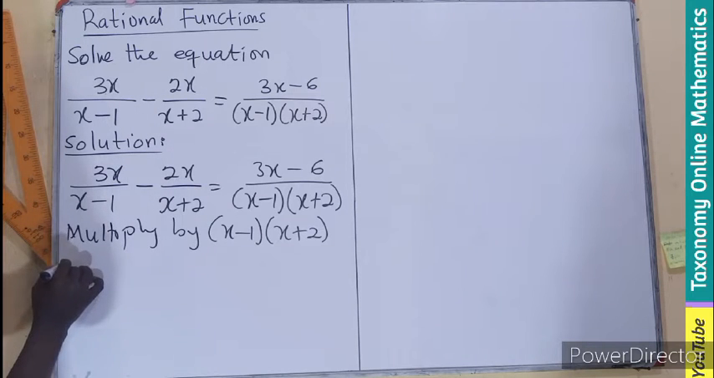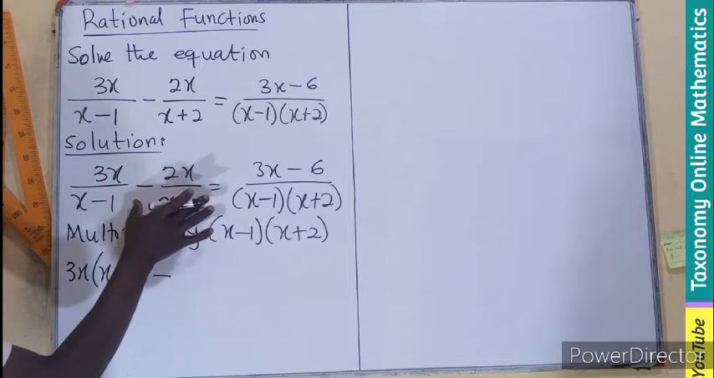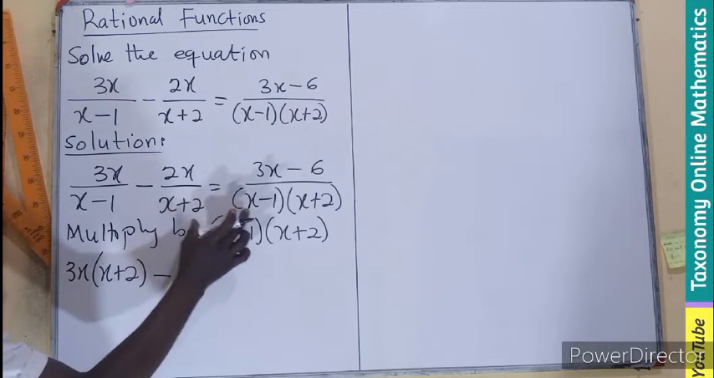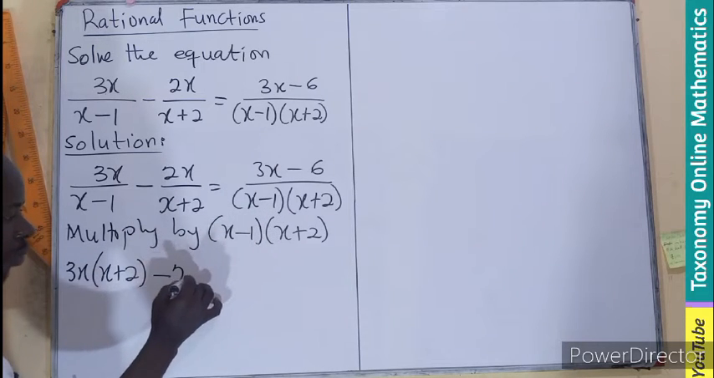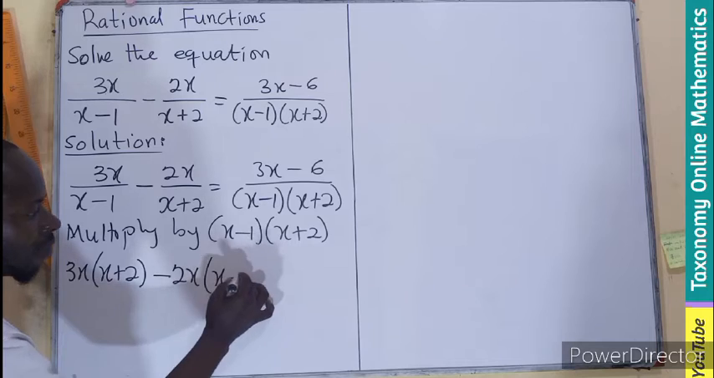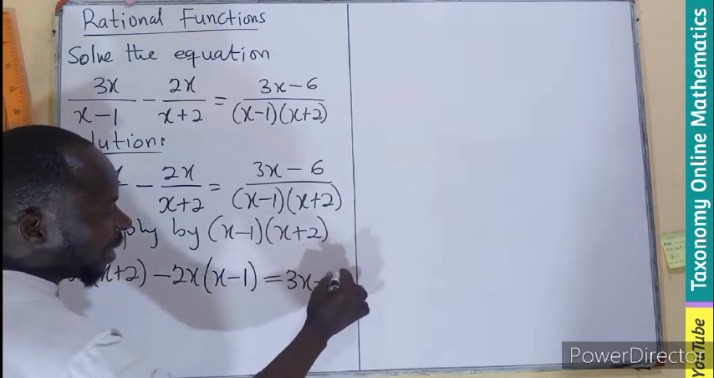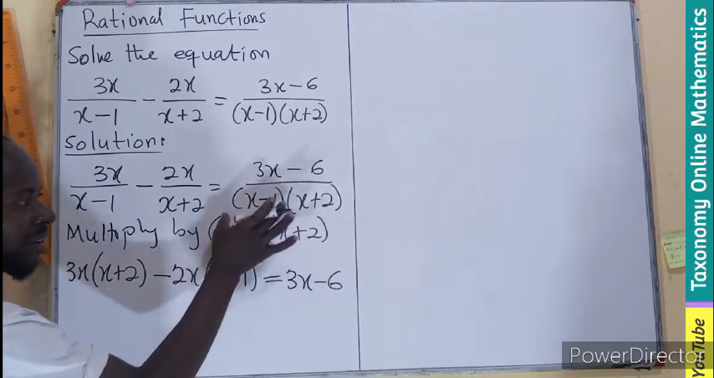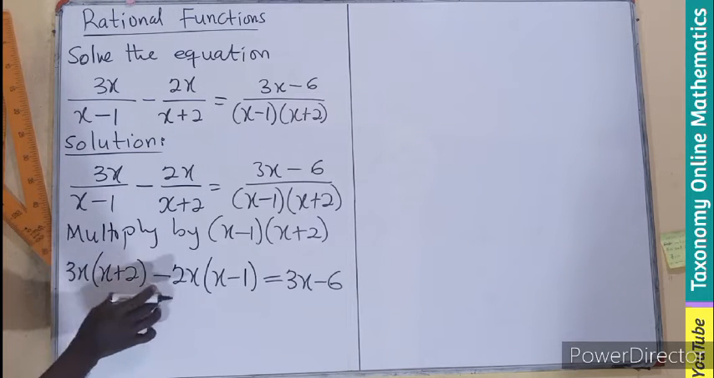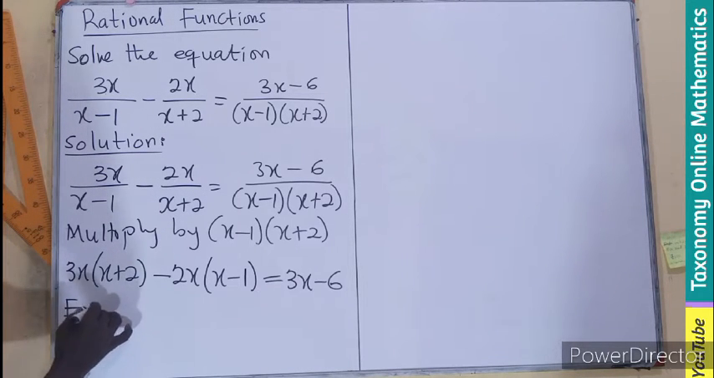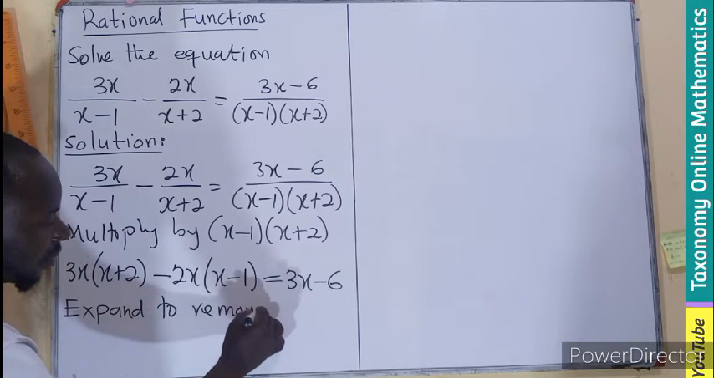So I should be having 3x multiplying x plus 2, minus, in this case, x plus 2 is a factor here, cancelling instead of remaining the x minus 1. So I'll multiply 2x by x minus 1. And that should be equal to your 3x minus 6, because all of this is the same as this. All right, what do we do next? We are going to expand, to remove the bracket.